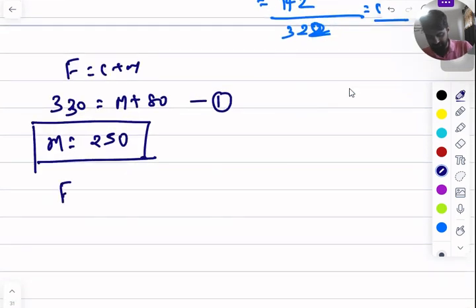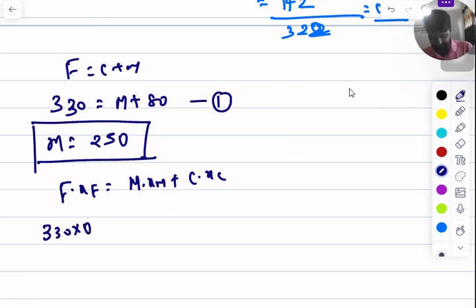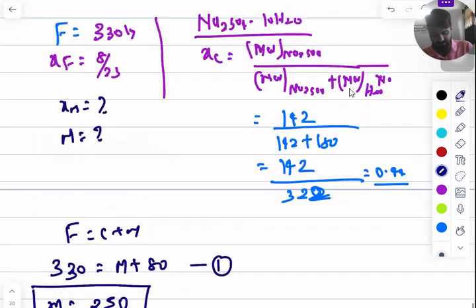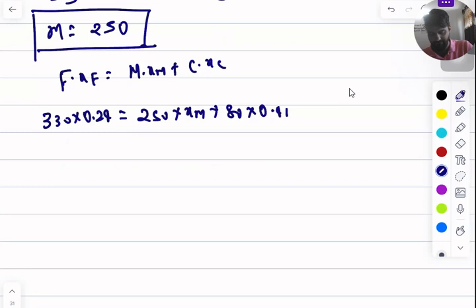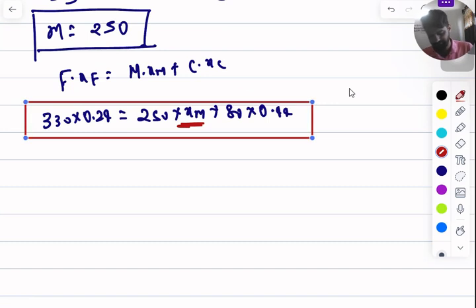So now you can write F into XF, that is equals to M into XM plus C into XC. So F is 330 and what is XF? XF is 0.24, that is equals to M, 250, multiplied with XM, plus C. C is how much? 80 into XC. XC is your 0.44. So now you can calculate the value of XM from here. Is that clear? So I think you will be getting 0.18. Okay.